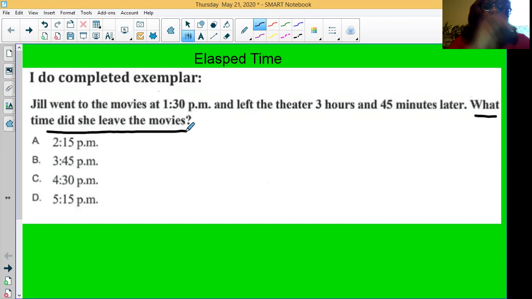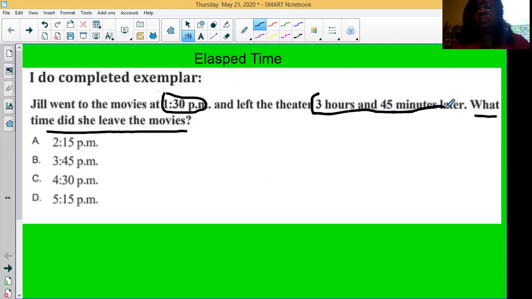Now we're going to look back in our problem and figure out what's given that's going to help us to answer this big question. Okay, I know she went to the movies at 1:30, so I'm going to circle that. I also know that she left the theater 3 hours, 45 minutes later.